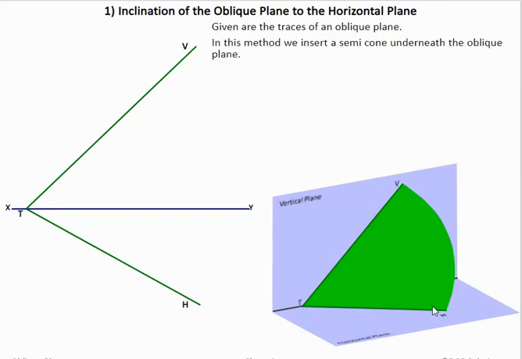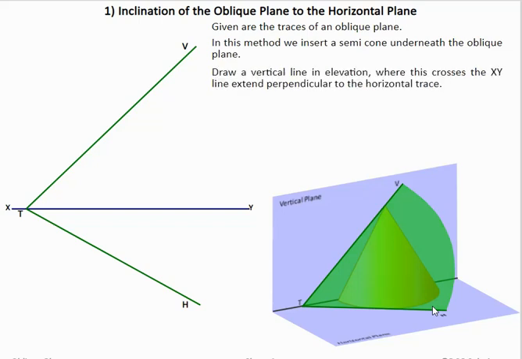Now if we look at this in more detail, we have our two traces set up, and what we've introduced here in the 3D graphic is a cone. This cone is tangential to the oblique plane, so that means the edge of the cone is going to be touching against that oblique plane. So the oblique plane is resting up against this cone. In the elevation and plan view here we're going to create this cone.